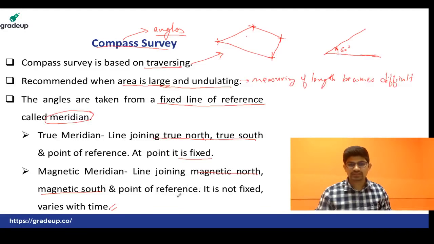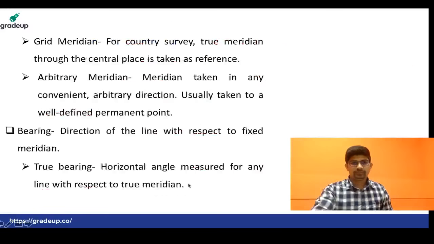Okay, and it varies with time as well. Now the third kind of meridian is grid meridian. Okay, third is grid meridian.